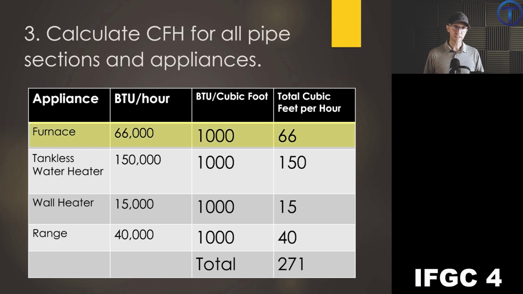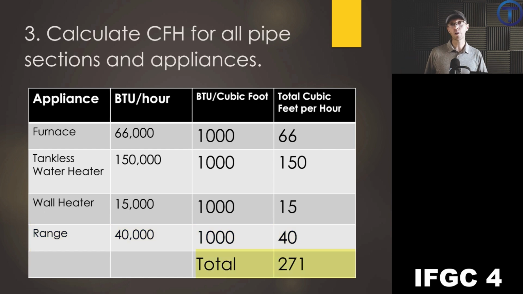I've got the furnace listed, the BTU per hour. We are going to divide by 1,000 BTU per cubic foot. We're going to be at sea level, so we'll divide by 1,000. That gives us 66 cubic feet per hour for the furnace. Similarly, the tankless water heater is going to calculate out to 150 cubic feet per hour. Wall heater, 15 cubic feet per hour, and the range, 40 cubic feet per hour.